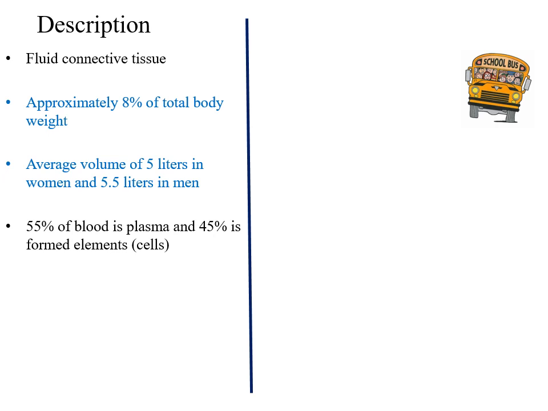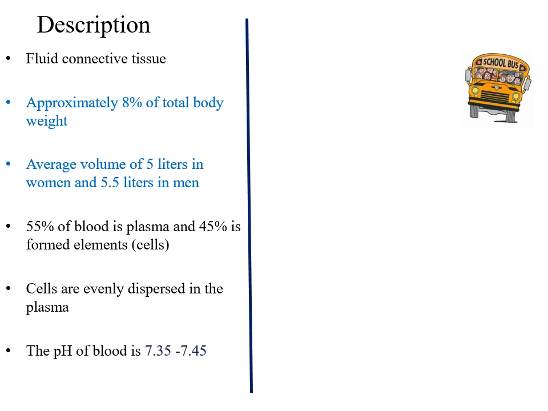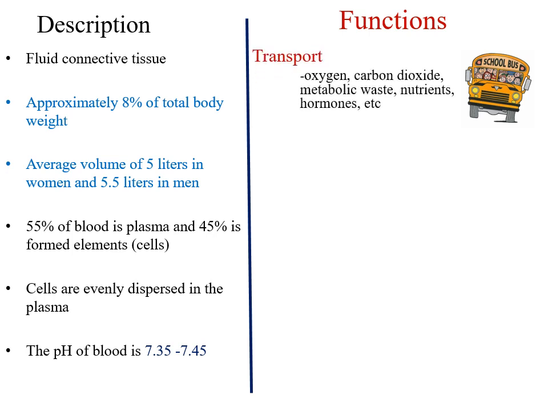55% of the blood is plasma and 45% is made up of formed elements. Formed elements means the cellular component of the blood, for example, RBCs, WBCs, platelets, etc. These cells are evenly dispersed in the plasma, and the pH is about 7.35 to 7.45. The pH of the blood has to be maintained constant in order for the enzymatic reactions to happen in an optimum way.